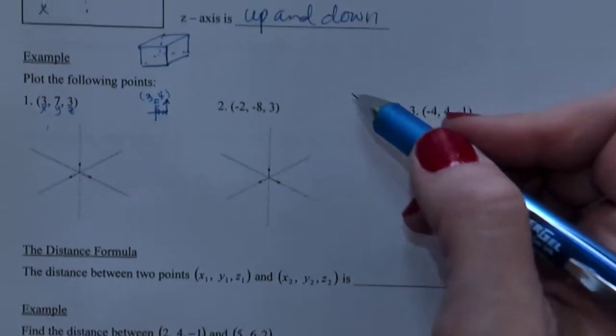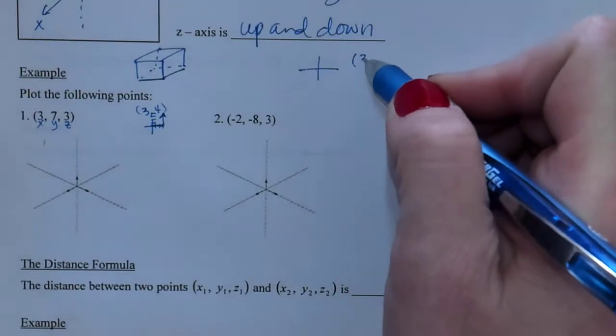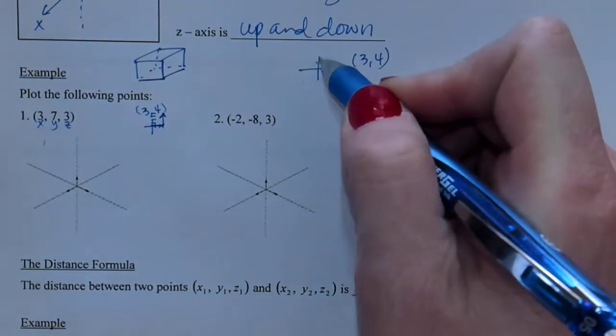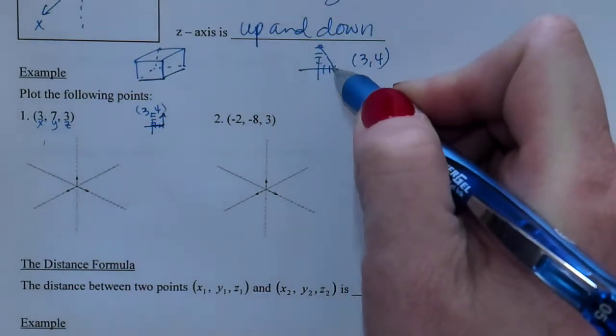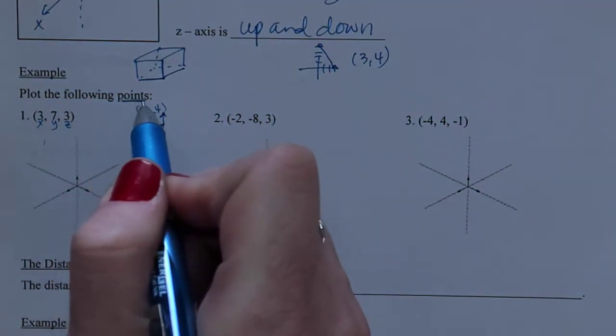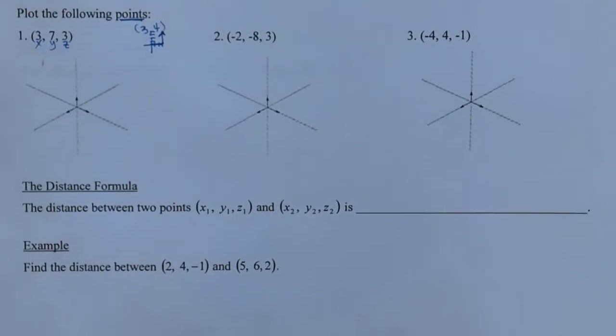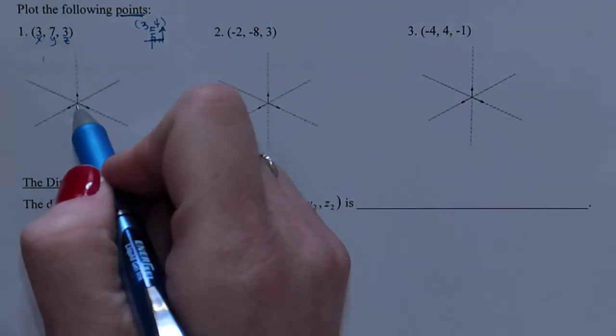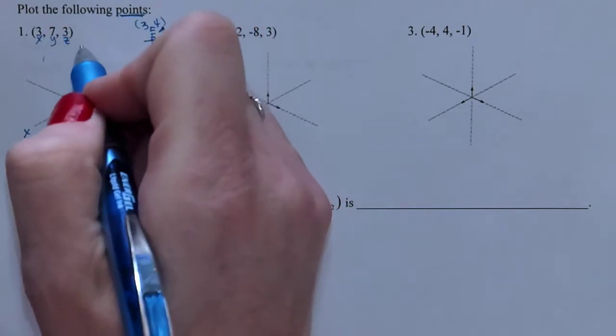This is sometimes what kids do: if I say plot (3, 4, 1, 2, 3), then I will have students just connect these. Remember that we are plotting a point, so in the end I should end up with a dot, not a line. So 3 first, this is the x-axis, then y, and then z.